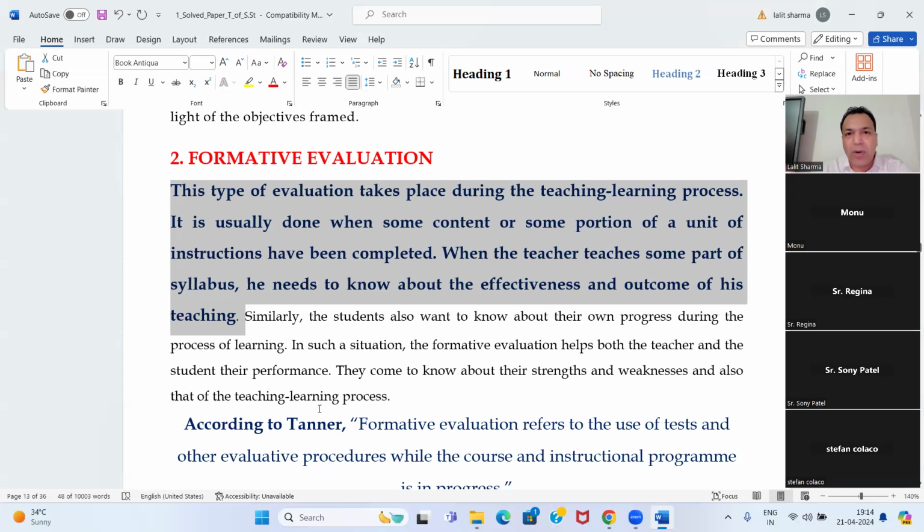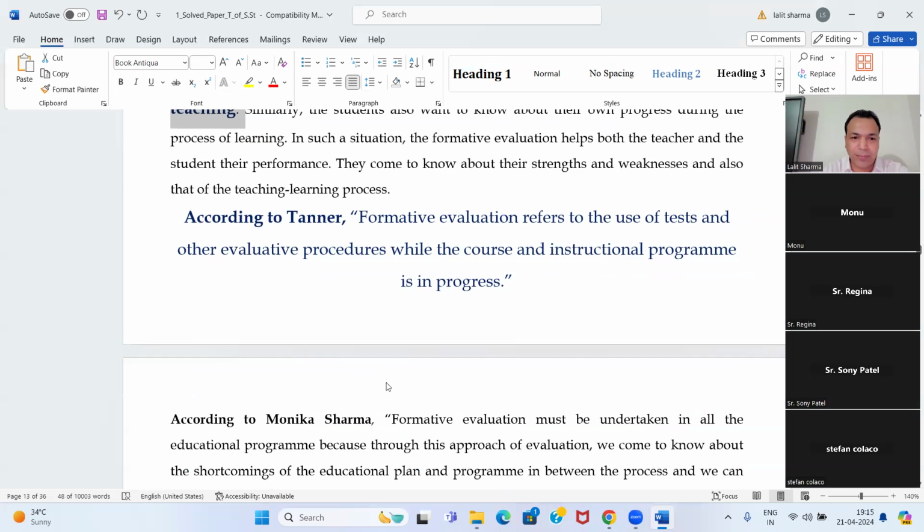Okay. After 1 or 2 lectures, after 1 week of lectures, take the weekly test. Okay. Ask orally from the student. Right? Why take the test only at the last? Okay. So guys, it makes your student weak and you are the reason to make your student weak. Right? So you should have the knowledge of the formative evaluation.